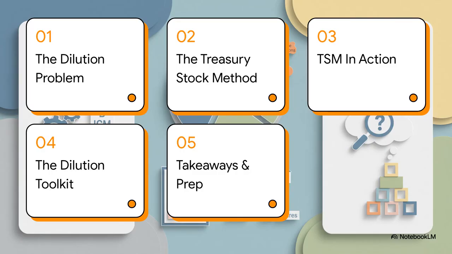So here's the game plan for today. First, we're going to talk about why this is even a thing. That's the dilution problem. Then we'll get into the main tool, the Treasury stock method itself. We'll walk through a real-world example, put TSM into the broader context of other tools, and then wrap up with the most important part, key takeaways and some interview prep so you can nail this down.